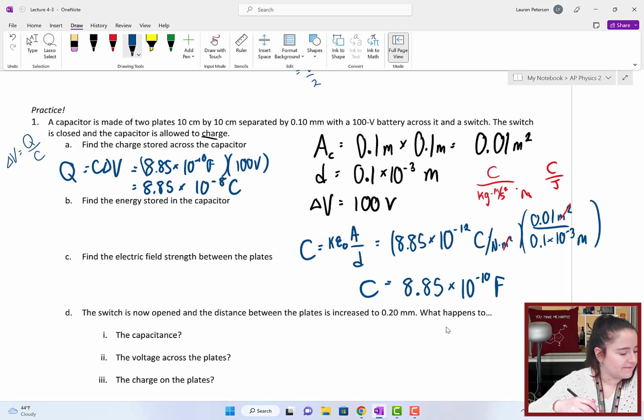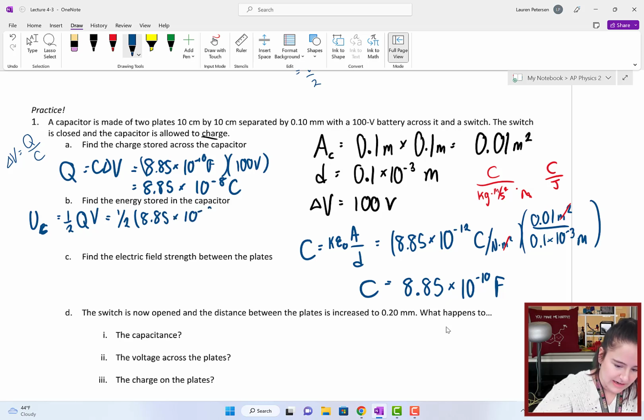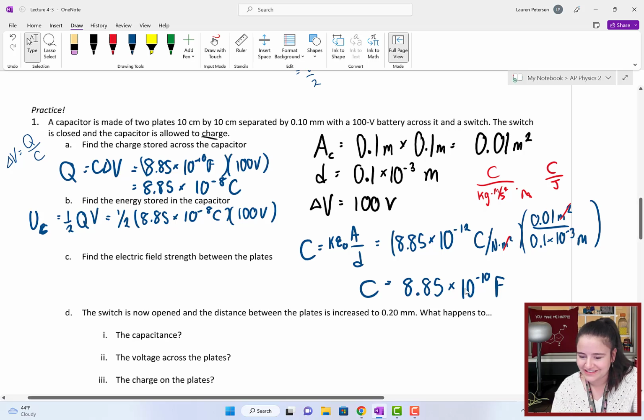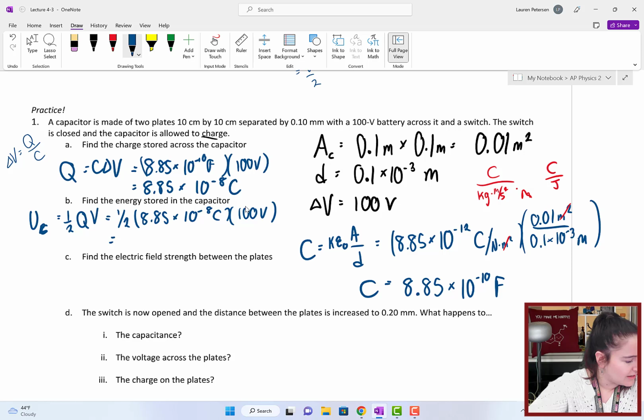And we can then find the energy stored using our energy equation. Energy stored on a capacitor is 1/2 QV. So I got 1/2 times 8.85 times 10 to the negative 8 coulombs times 100 volts. Looks like a very similar calculation when the farads and the charge are the same, just off by two orders of magnitude. So the energy stored is going to be 4.43 times 10 to the negative 6 joules.